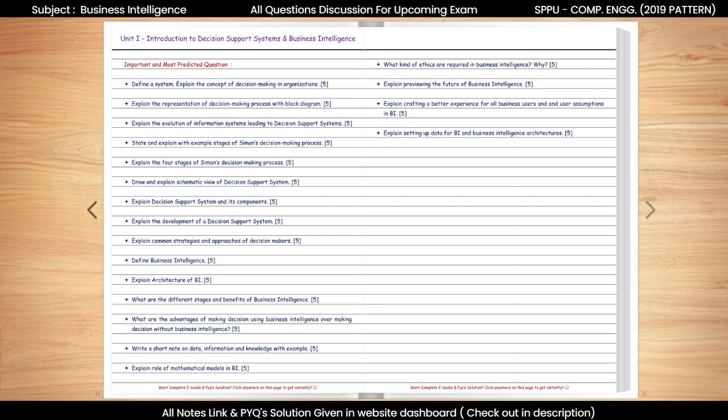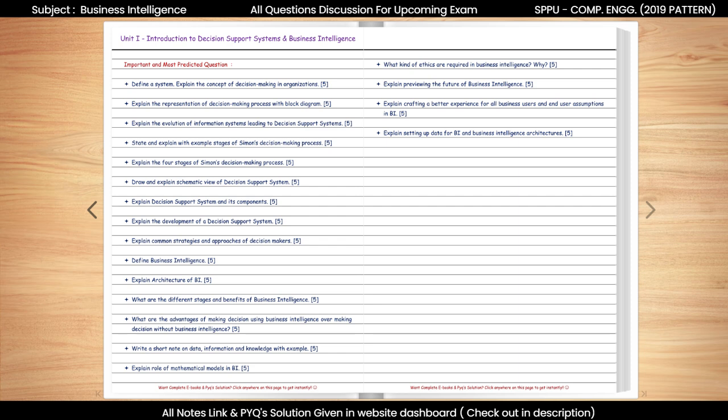Now, let us move on to our next important topic, mathematical models in BI. From this topic, we can expect questions such as, explain the role of mathematical models in business intelligence. Mathematical models help analyze scenarios, predict outcomes, and optimize decisions. They convert data into actionable insights using calculations and simulations.